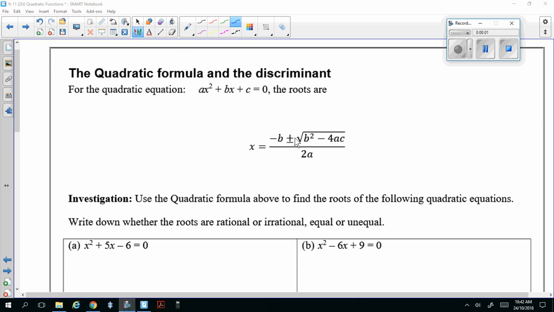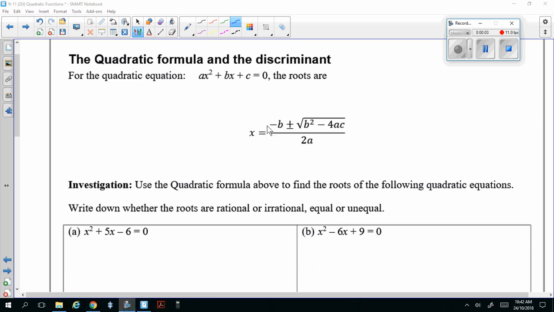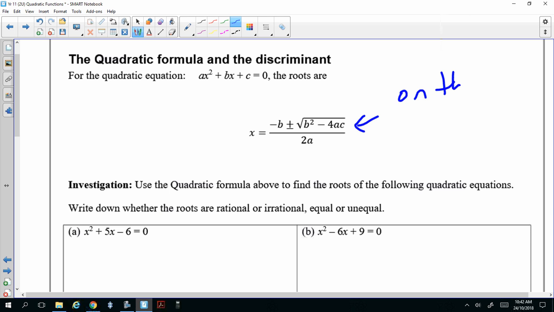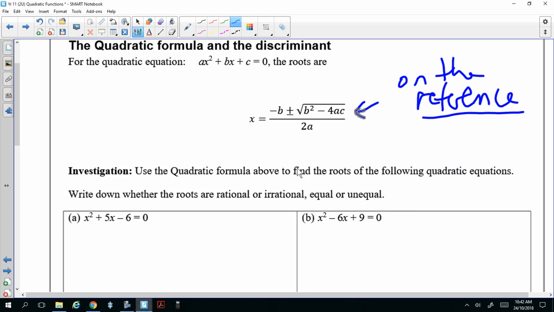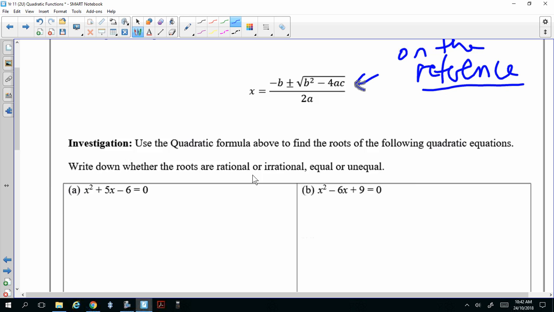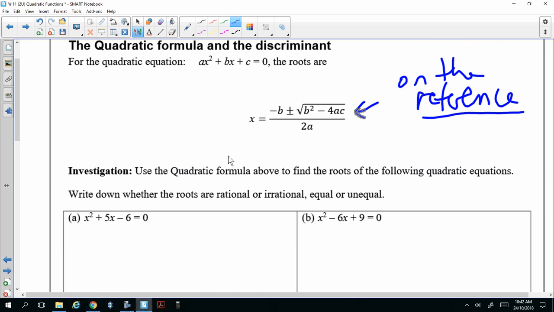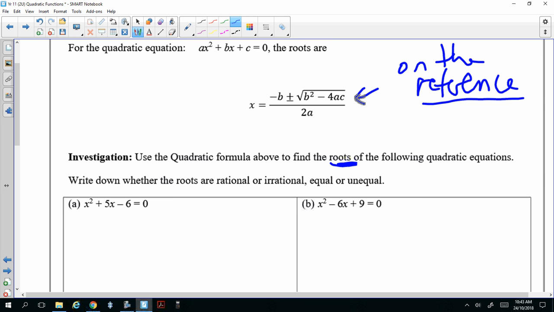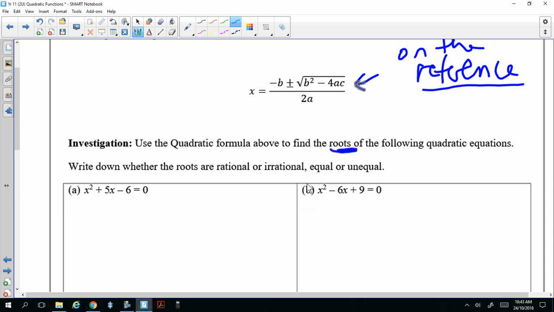This is our quadratic equation. This is the formula for the quadratic equation, and this is on the reference sheet. What I want you to do today is some investigation, using the quadratic formula. I know you can factorize this, but you have to use the quadratic formula to find the roots, or the answers, to the quadratic equations. And write down whether the roots are rational, irrational, equal, unequal. We'll talk about that later on, but I just want you to use the quadratic formula.